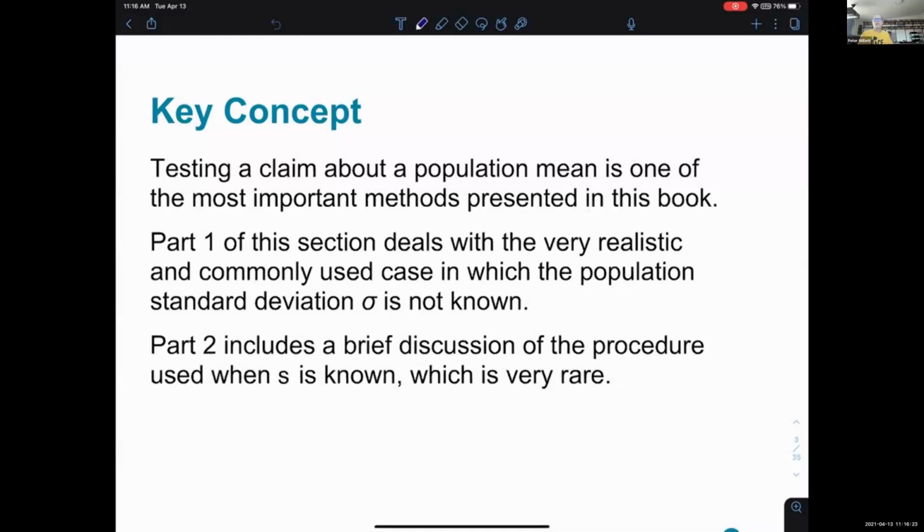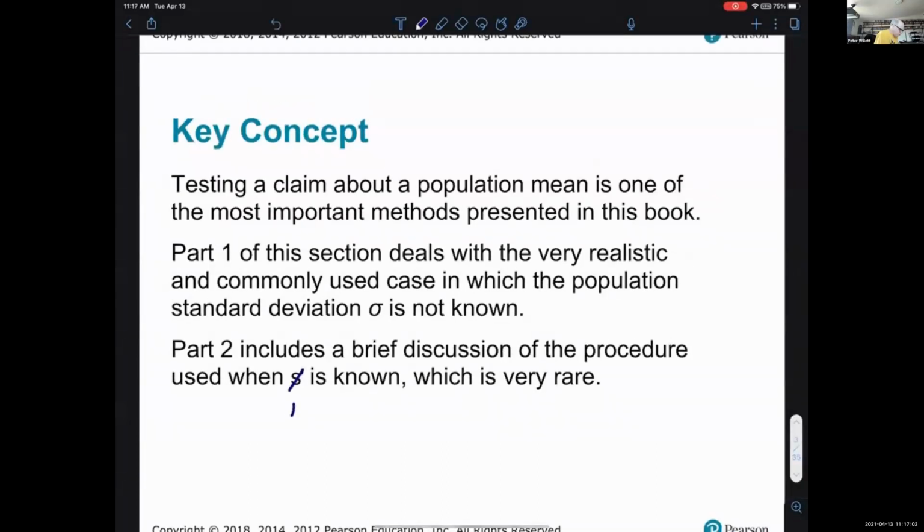So part one of this section deals with the very realistic and commonly used case in which the population standard deviation sigma is not known. Part two includes a brief discussion of the procedure used when sigma is known, which is very rare. And I think they're supposed to have a sigma there, not an S. They wrote an S on the slide here, like just the standard deviation of the sample, but anytime you have a sample, you can see the standard deviation. So again, the slide needs to be edited. So just drawing on here, that here should be a sigma symbol, just like the symbol right here.